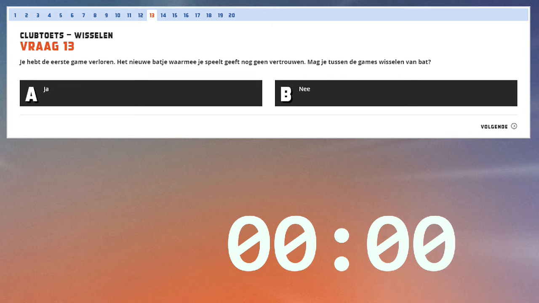So can you? The racket is still undamaged. Can you change the racket for another racket between games because you didn't like your first racket where you started with? Is it A, that's allowed, or B, no, that's not allowed?